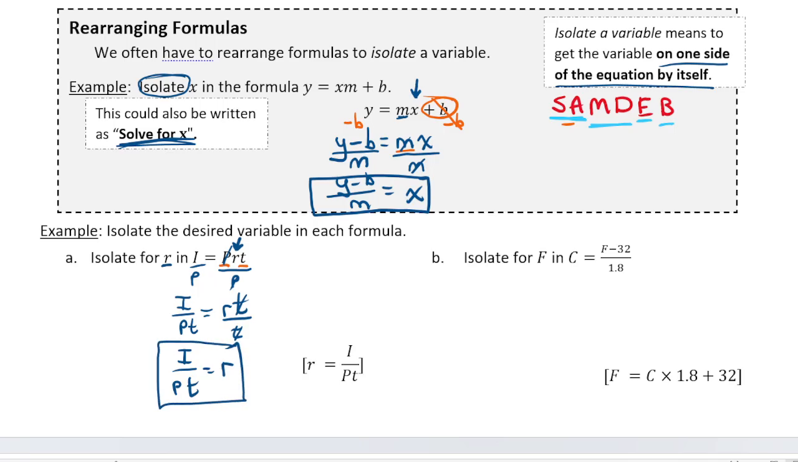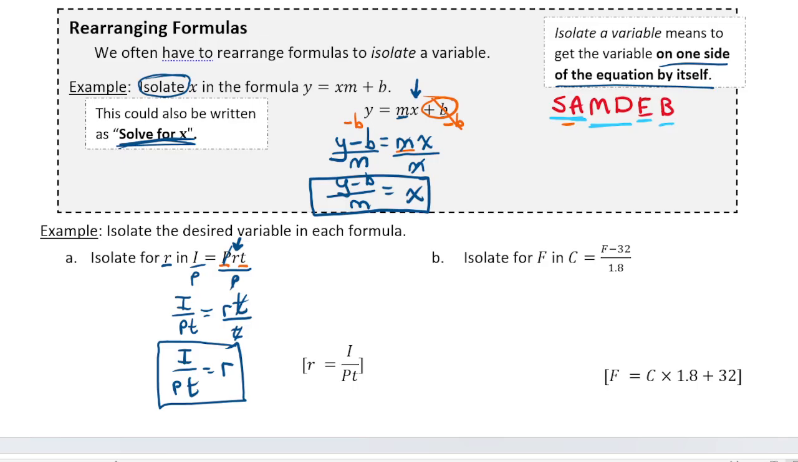Try for this one here. This is actually a temperature one. If you want the temperature in Celsius, you take the temperature in Fahrenheit minus 32 and then divide by 1.8. We're going to rearrange it to solve for Fahrenheit instead. So pause it, try that yourself, and then unpause it, and I'll show you. You can check your answer.